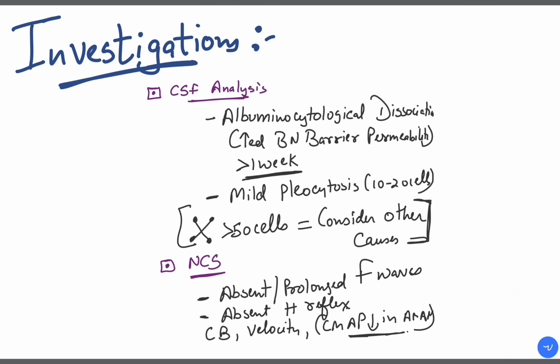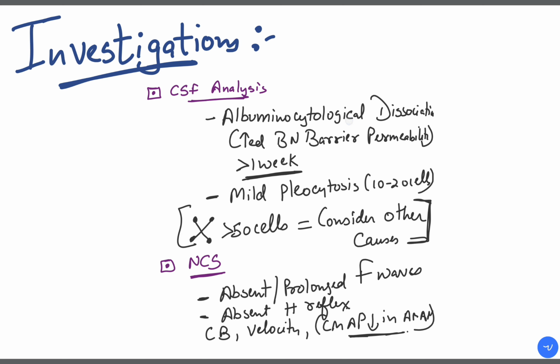What are all the investigations that we will do? First of all, clinically, we must at least suspect that this patient is having GBS on the basis of all the features that we have discussed. Now, we'll have to perform a CSF examination. But keep in mind, in order to diagnose a patient with GBS, this CSF examination must be done at or after the first week. In that, we'll see albuminocytological dissociation.